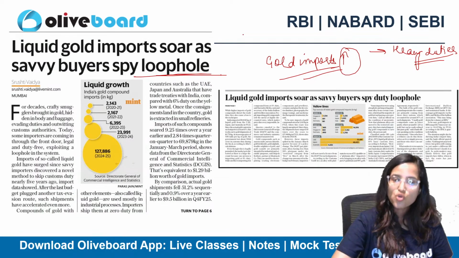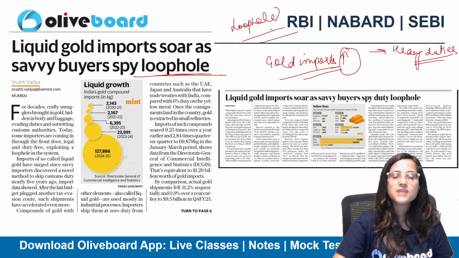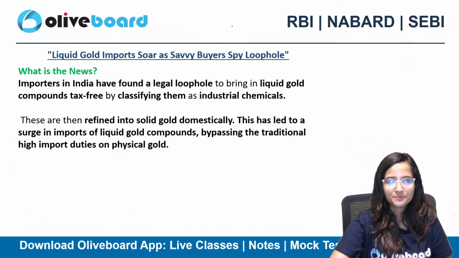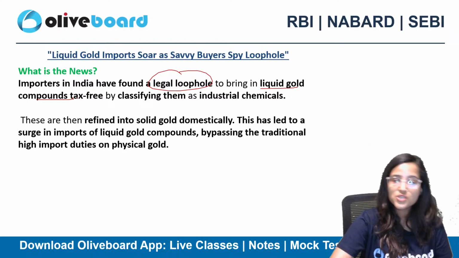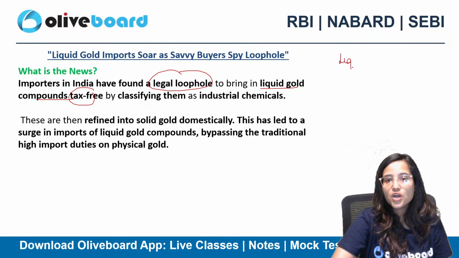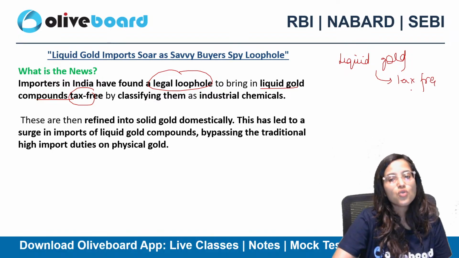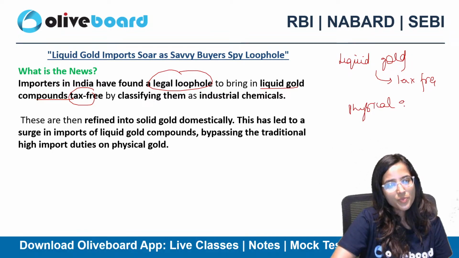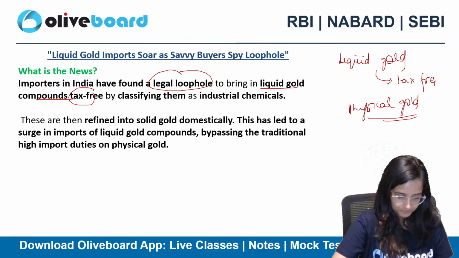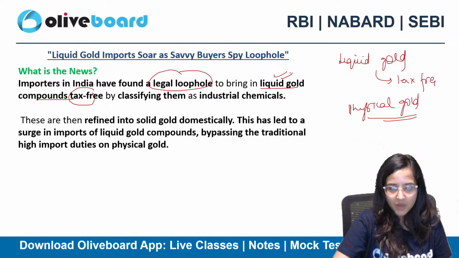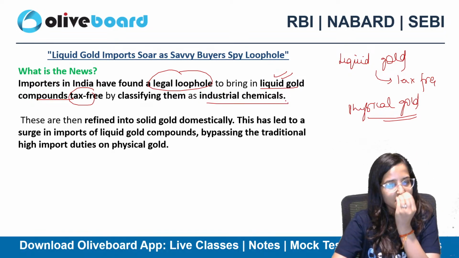and that's because जो लोग import कर रहे हैं gold, they have identified a loophole. What is that loophole that we need to understand here? तो यहाँ पे एक legal loophole मिला है to bring in liquid gold compounds which are tax free. So liquid golds are tax free, but physical gold पे we have huge amount of tariffs. ठीक है, तो if you bring in liquid gold compounds and classify them as industrial chemicals, and if you classify them as industrial chemicals, that is tax free.